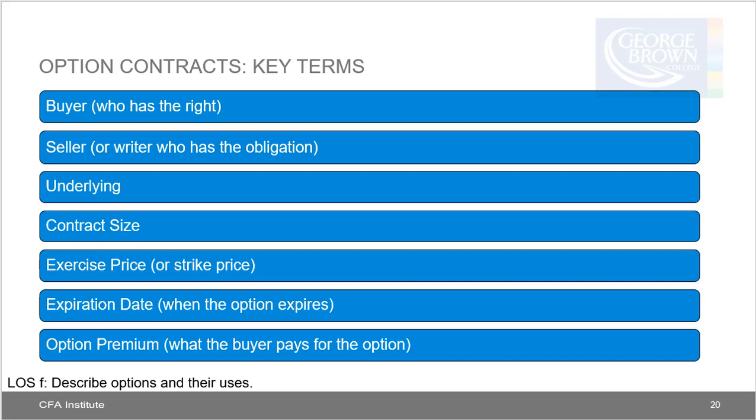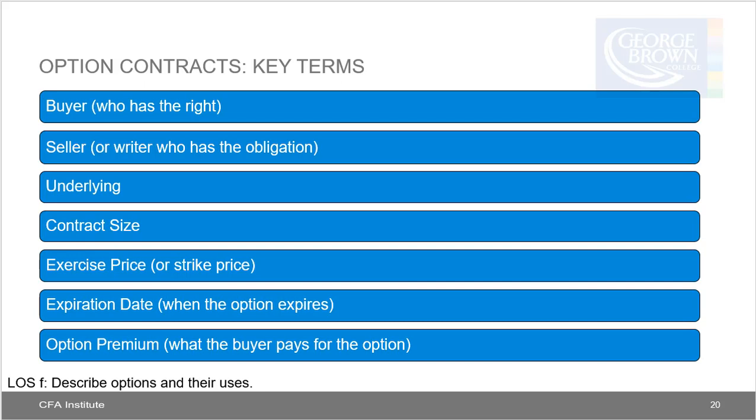So some of the key terms that we're going to see in this little section on options are the buyer, who has the right but not the obligation, and the seller or writer, who has the obligation. So again, looking at a call option, the buyer has the right to buy, so the seller will have an obligation to sell. If we look at a put option, the buyer has the right to sell, so the seller of a put option will have the obligation to buy.